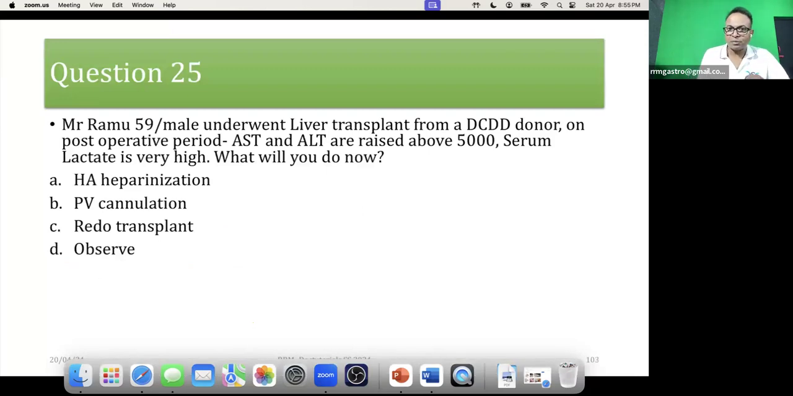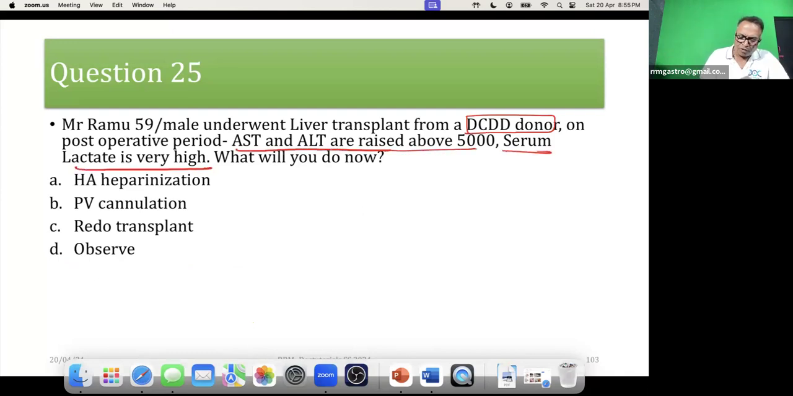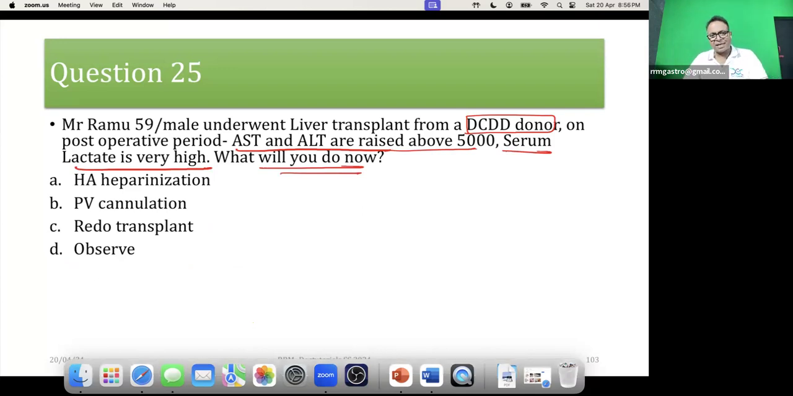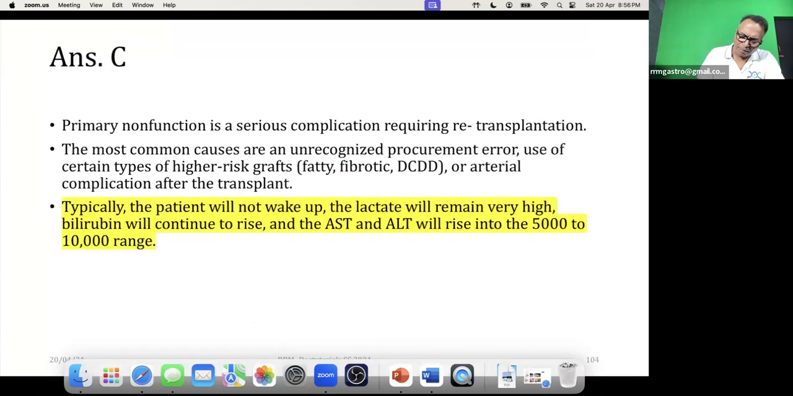Mr. Ramu, 59 years, male, underwent liver transplant from a deceased cardiac death patient. In the post-operative period, AST, ALT are raised above 5,000. Serum lactate is very high. What will you do now? DCD donor, AST, ALT raised, serum lactate very high. Therefore, we have to go for a redo transplant. This is a case of primary non-function, a serious complication requiring retransplant.